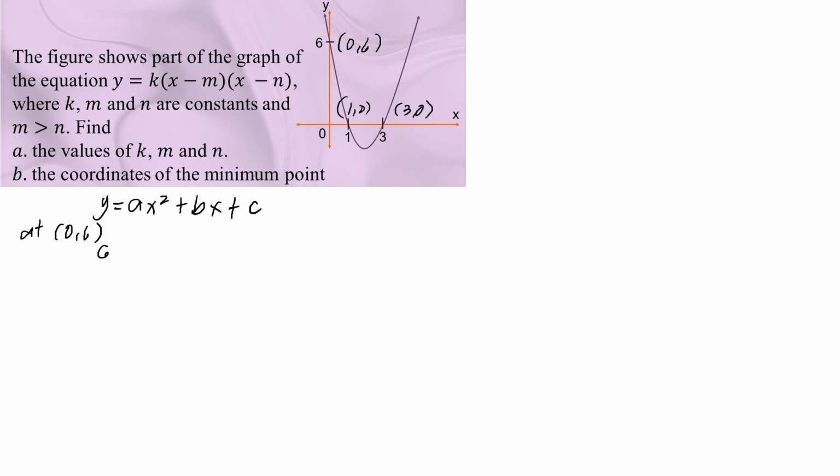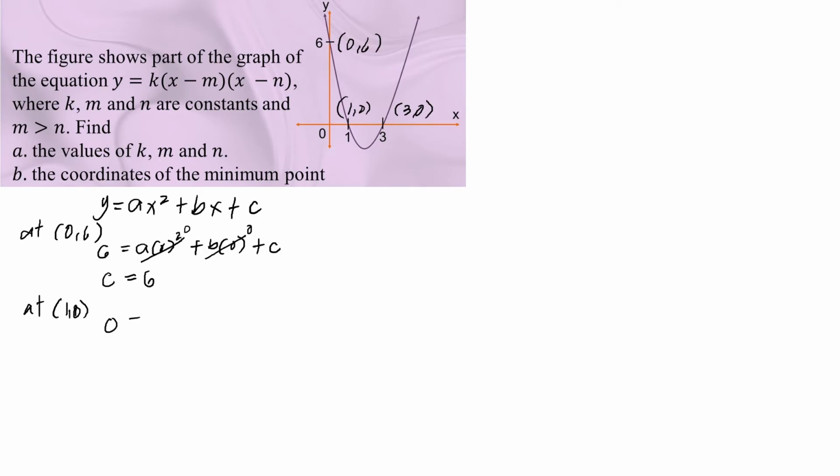So, 6 is equal to a times 0 squared plus b times 0 plus c. A times 0 squared is 0. B times 0 is 0. Therefore, c is equal to 6. So, this time, substitute naman natin yung (1, 0). Ibig sabihin, x equals 1 and y equals 0.